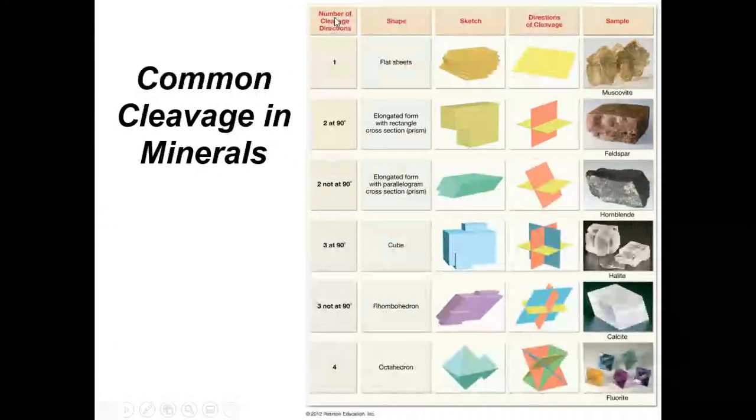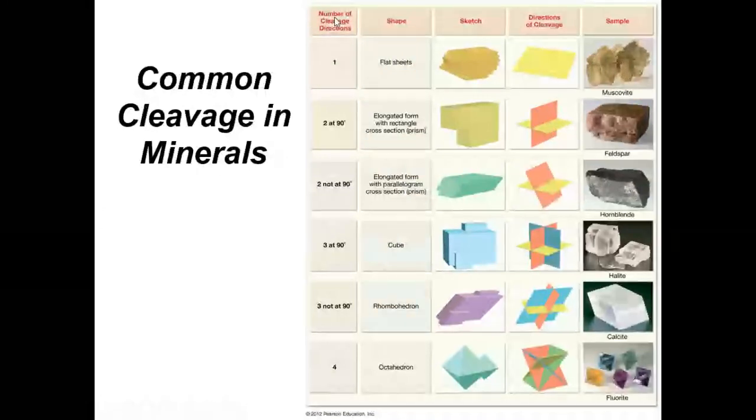This column here is the number of cleavage directions. That means when you look at a sample, how many cleavage planes does it have? How many different ones? For some, it's going to be one. That means it basically looks like sliced potatoes, like you put the mineral through one of those food processors, right? So an example of that is a mineral called muscovite.